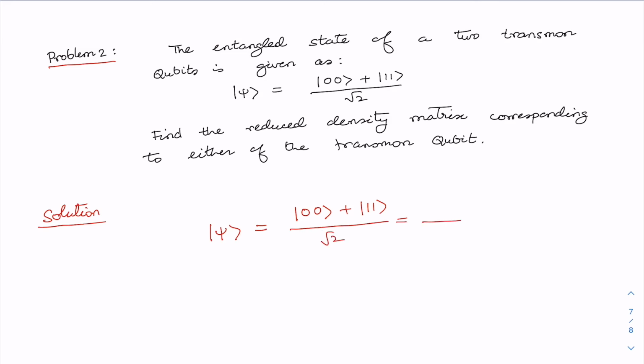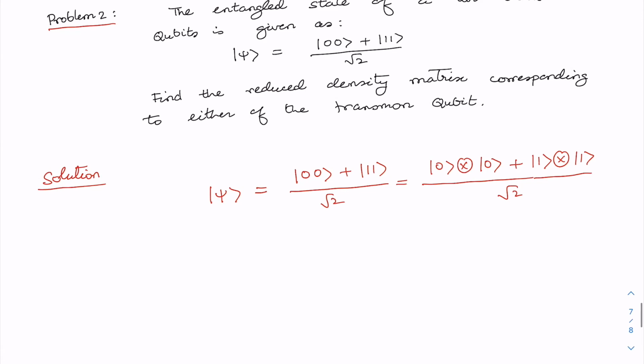In fact, you know that the first 0 here corresponds to the first qubit and the second 0 corresponds to the second qubit, and here the first 1 corresponds to the first qubit and the 1 here corresponds to the second qubit. Now you cannot write this as a product of 2 states. Say the state of the first qubit is phi 1 and the state of the second qubit is phi 2. We cannot separate it into such product states. This is not possible, and that's the reason this particular state is an entangled state.